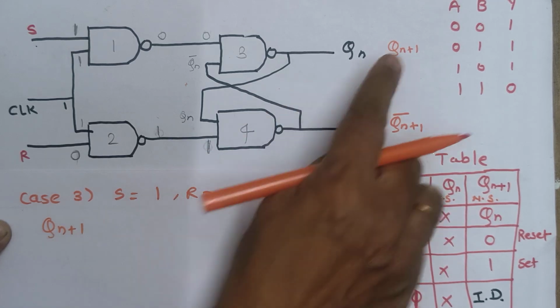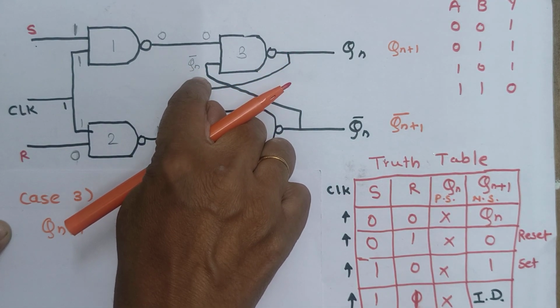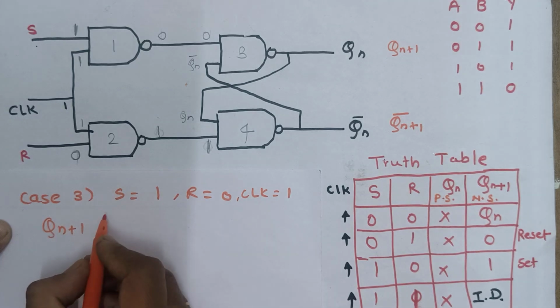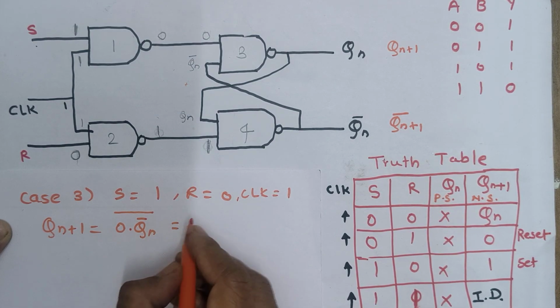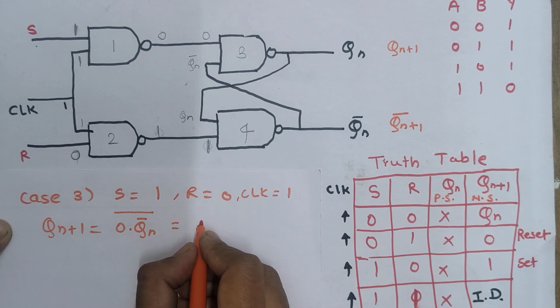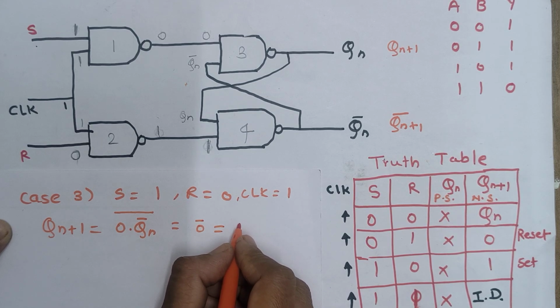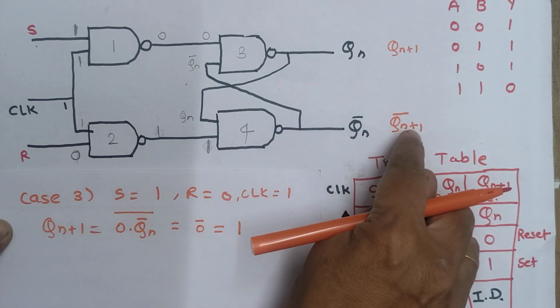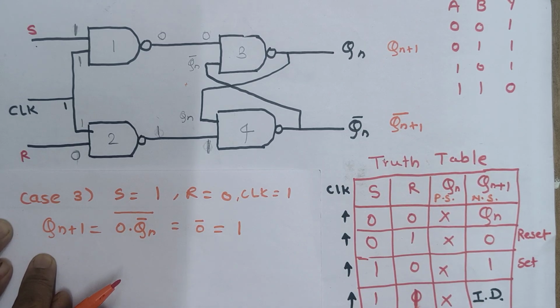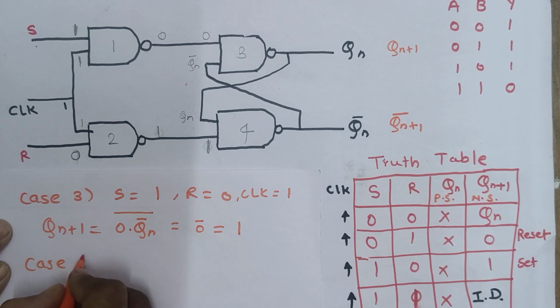So Qn plus 1 here, what are the inputs? Third gate 0 and Qn bar, whole bar. So 0 into Qn bar, that will become 0 bar, so the output will become 1. So if you see, for the 1 0 condition, the Qn plus 1 next state output you will get is 1, and that condition is called the set condition. Of course Qn plus 1 bar will become 0, so we are not going to see that here. Then we will go for the next state.